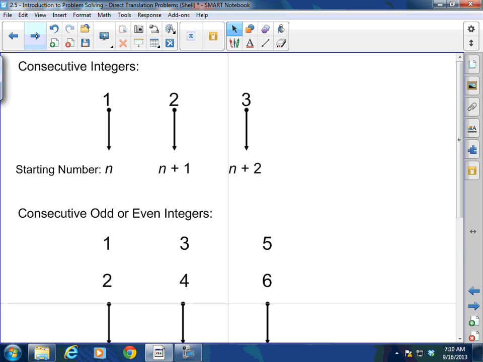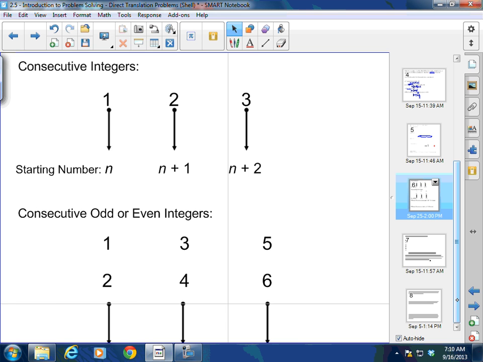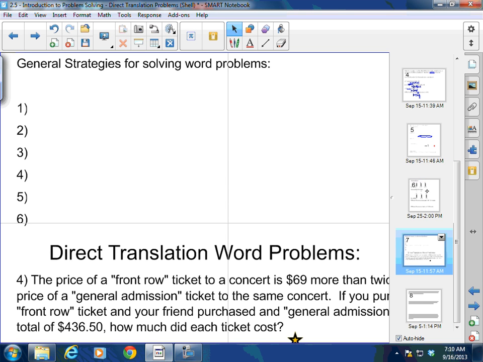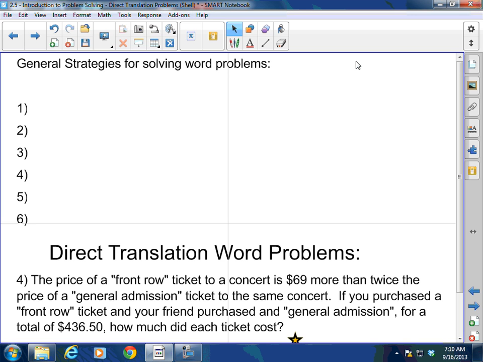When we talk about word problems, let me go ahead and switch slides here, my friends. There we go. Before we get into consecutive integers, sorry, there's a little slide mishap there. Okay, general strategies for solving word problems.